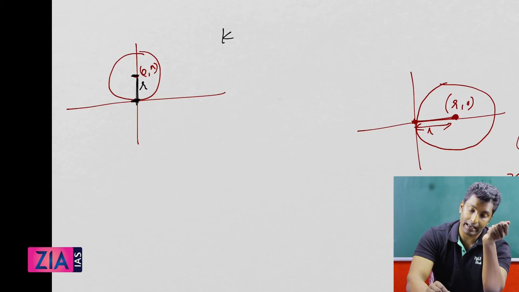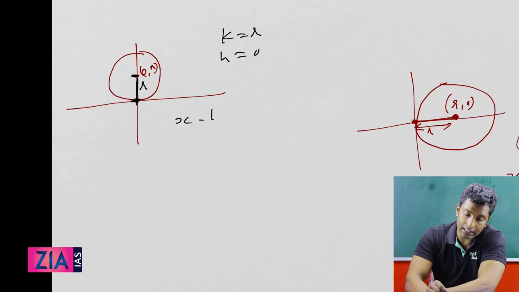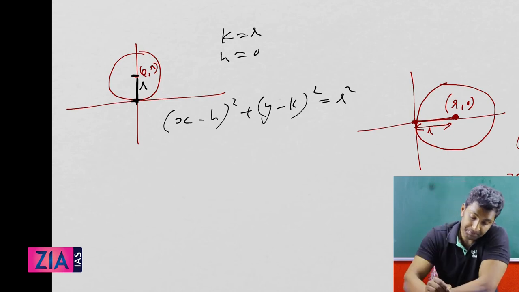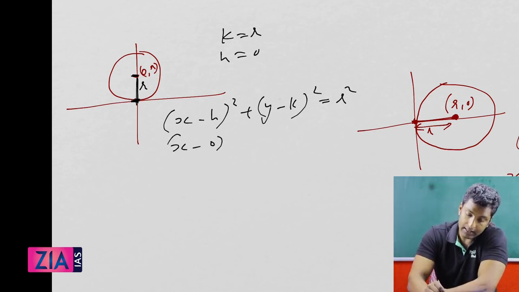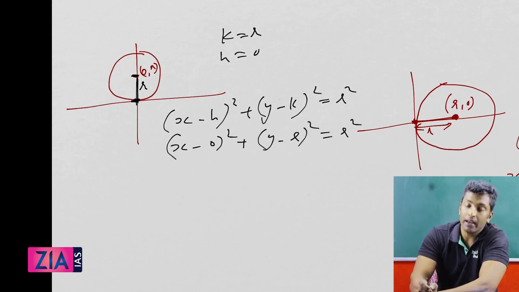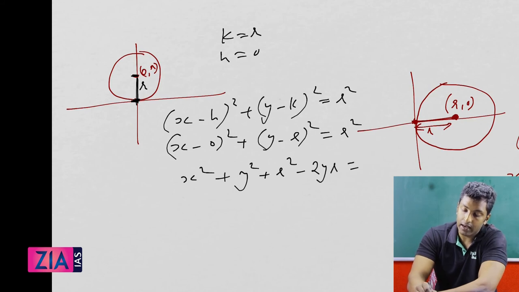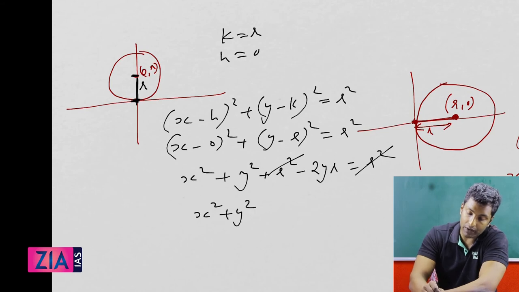So you can write k = r and h = 0. In your equation (x − h)² + (y − k)² = r², substitute k = r. So (x − 0)² + (y − r)² = r². Eventually you will get x² plus, opening up the bracket, y² + r² − 2yr = r², and this r² and r² get cancelled out. x² + y² − 2yr = 0.